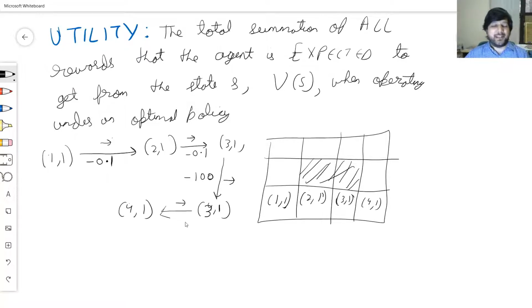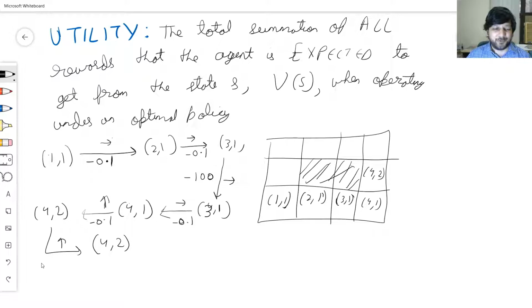So again to the right, this time I did not slip, so wonderful, it becomes minus 0.1. Now I take an up and I do not slip, so minus 0.1, and I reach (4,2). I again take an up, I collide, I slip, I collide. Maybe I collided with this wall and I reached back at (4,2), so it's minus 100. Then life again goes on, I take an up, I reach the goal, and of course I get a plus 1000.